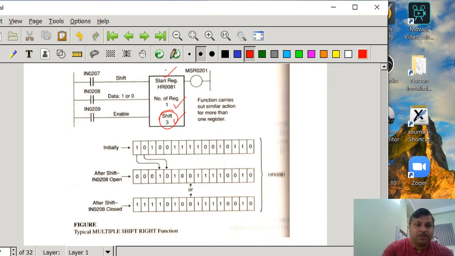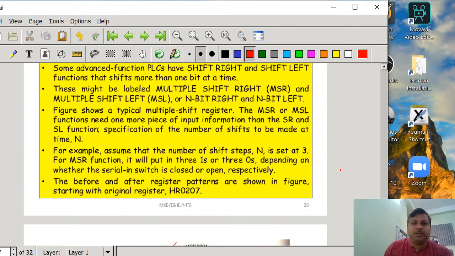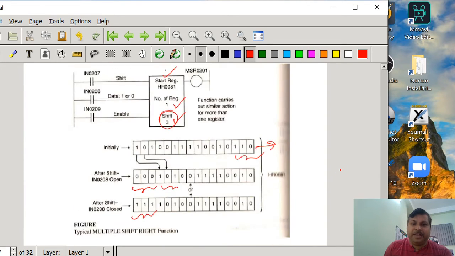Okay, so now here you can see how the multiple shift right is going to operate. Initially, suppose it is 10 1001 111 001 0110. After the shift IN208, what is going to happen is that three positions will be shifted simultaneously. You see 101 has been shifted here, and the rest of the bits go out, meaning these 3 bits go out, and based on the status of IN208, the entry will be done. Suppose if the IN208 during the shifting was open, then 0 will be loaded, and if it was closed, then 1 will be loaded. So in this way, the multiple shift right, MSR, is also possible. Okay, so you can guess what will be the operation with the multiple shift left.